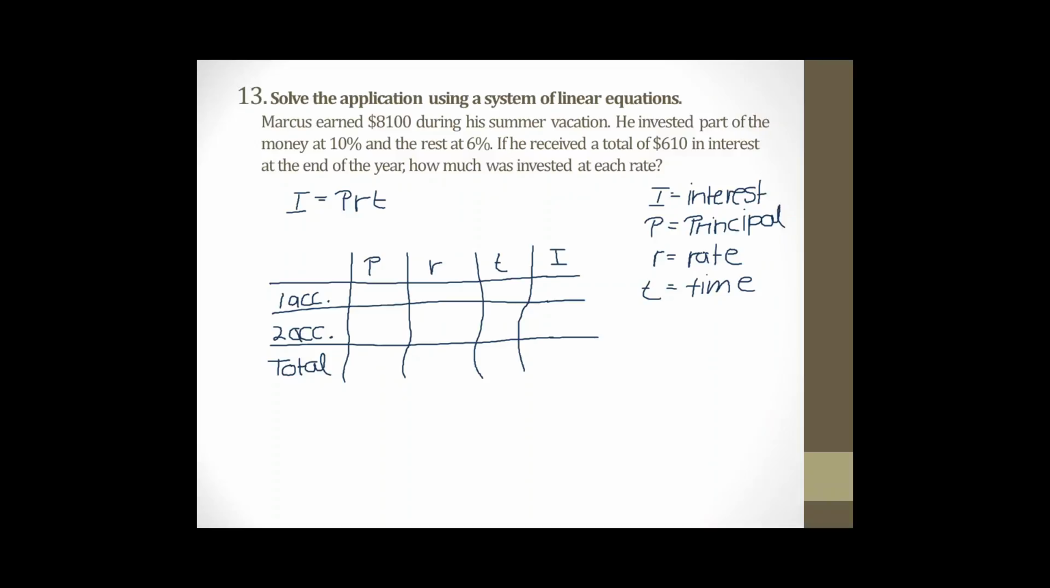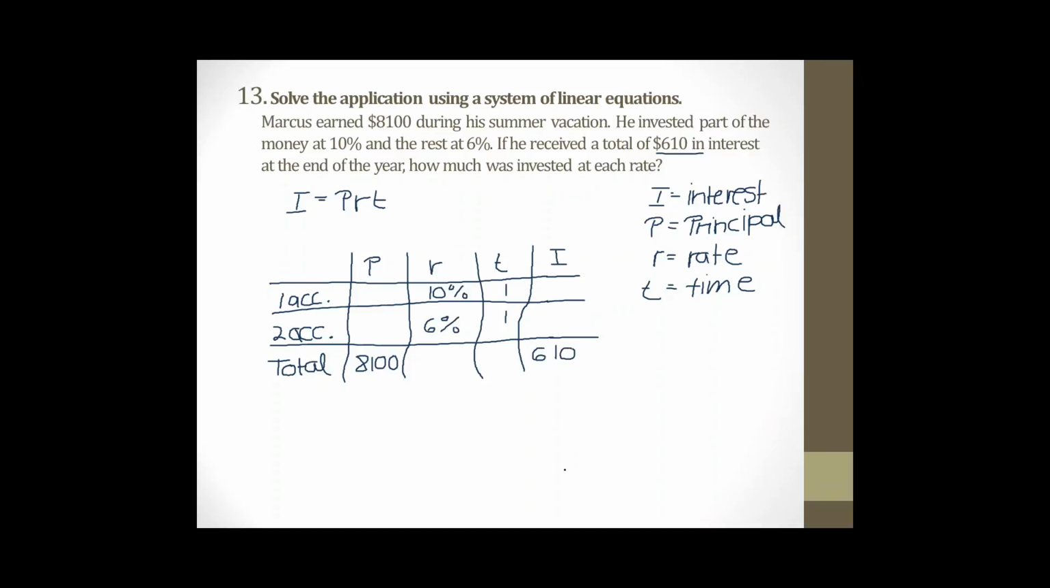So the $8,100 represents the principal, because this is what he made during his summer vacation. And that's the total principal, so that goes down here. Now I have two different rates. So my first account, I'm going to choose the 10%, and my second account is 6%. Then the time, it says it's 1 year. So 1 and 1. And now the last amount I have is 610, which is the total interest I received. So that goes right here.